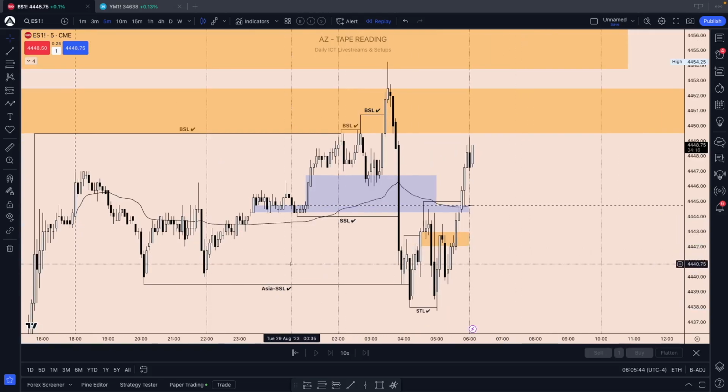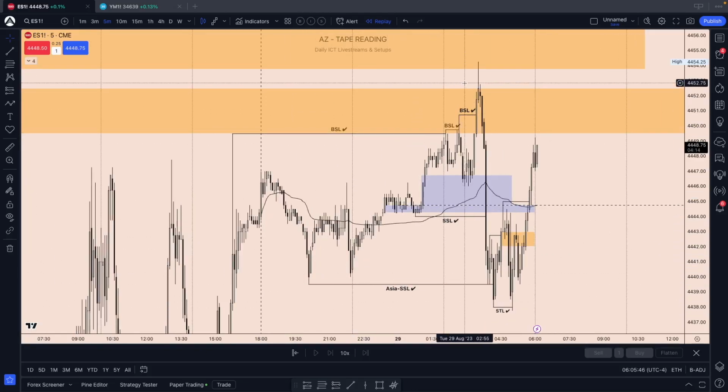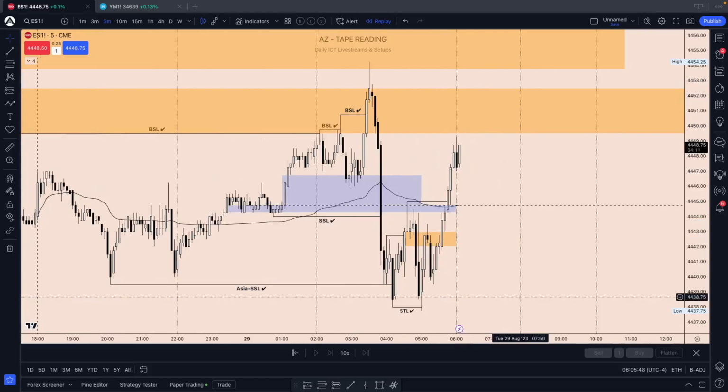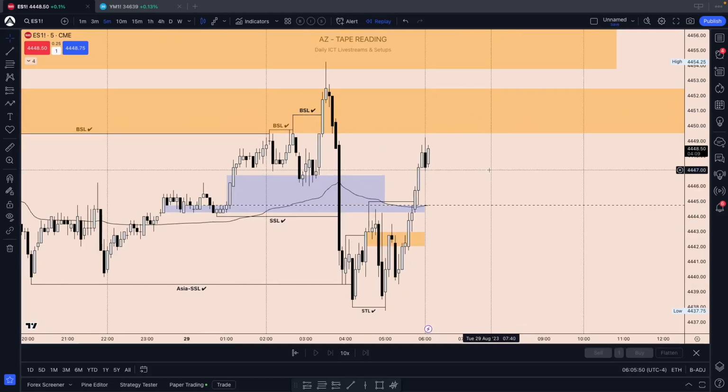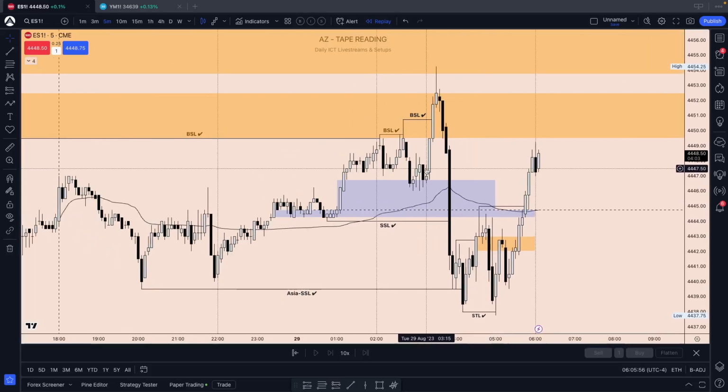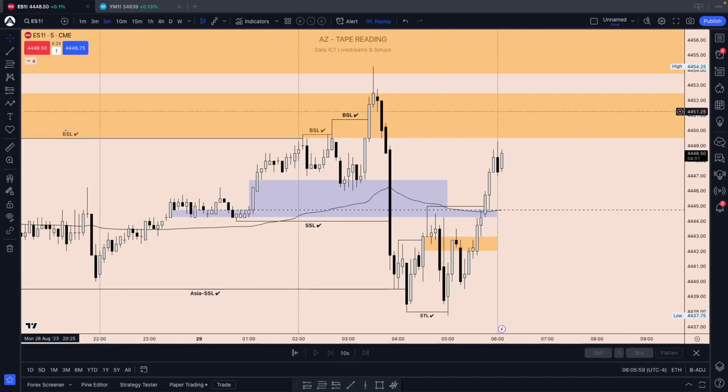So pretty much a whipsaw. We clear the Asian session high, previous day's high, clear the Asian session low. So really we could see the continuation back to the upside. So yeah, right here we had that 2022 model. Let me put that on again. So we slowly moved into buy side.